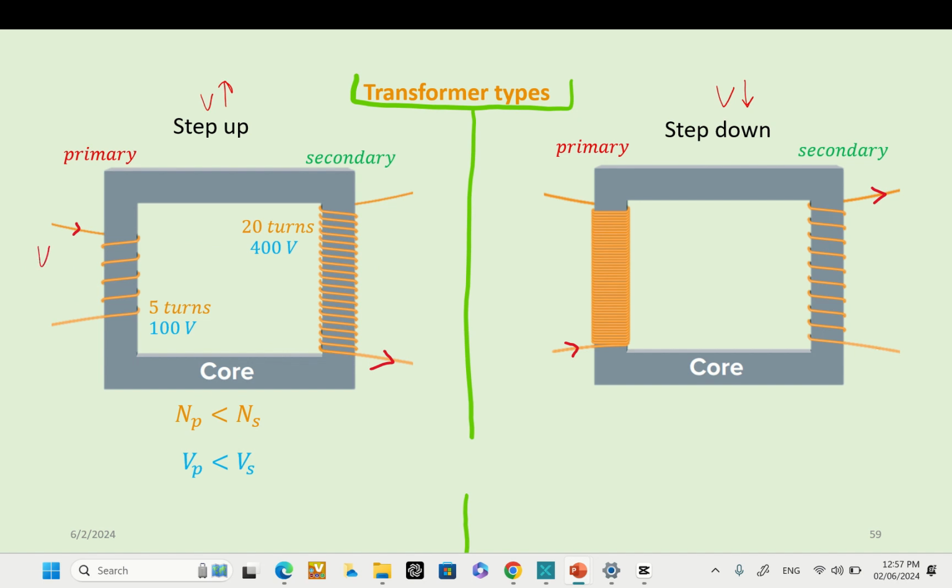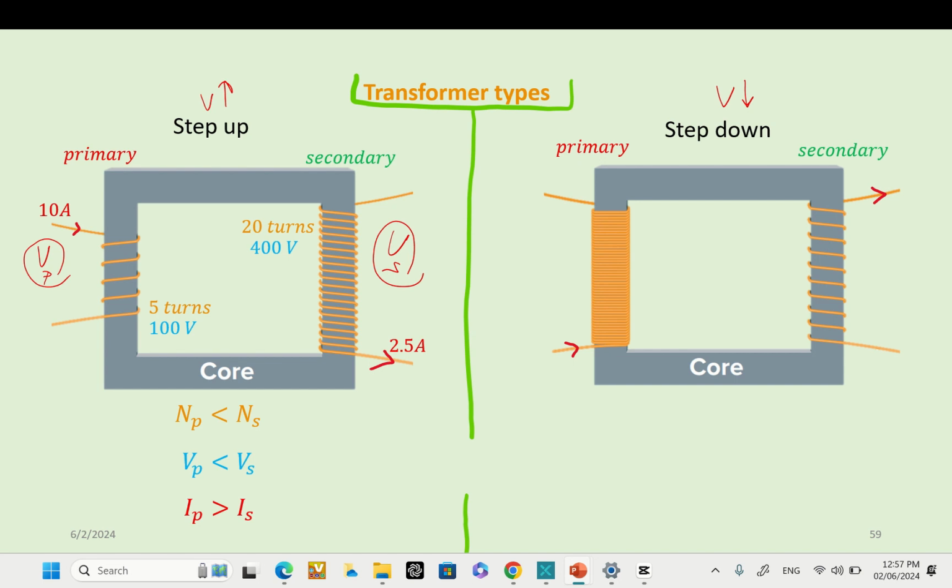That means that the voltage on the primary coil would be less than that of the voltage on the secondary coil. It increases the voltage. That means that Vs is bigger than Vp.